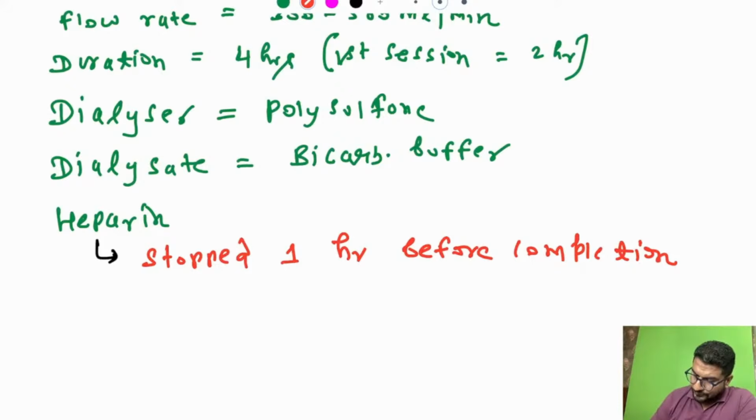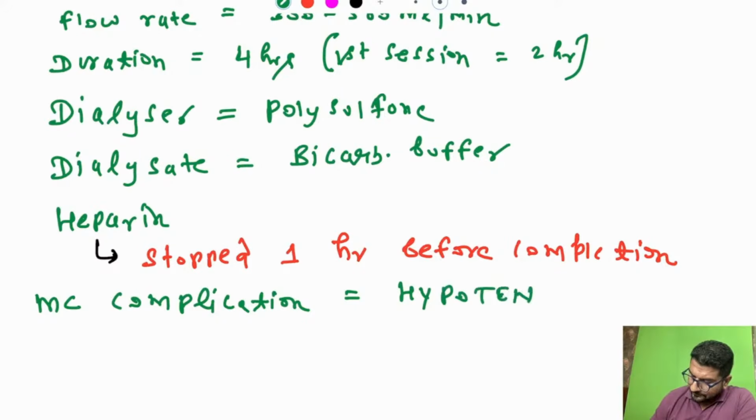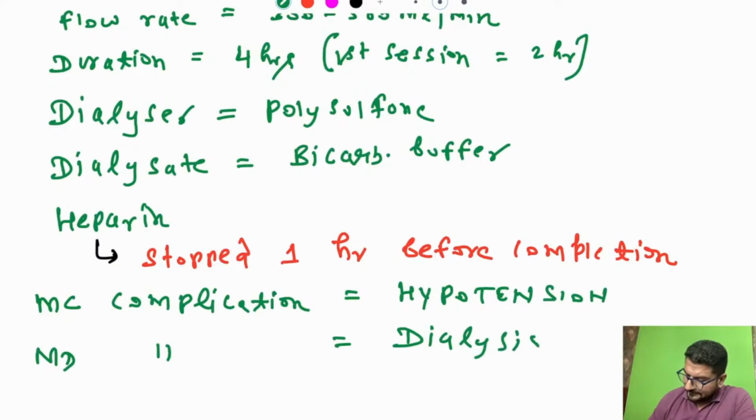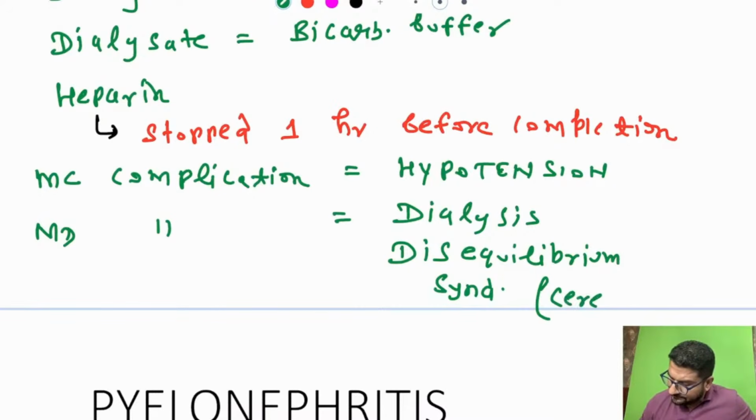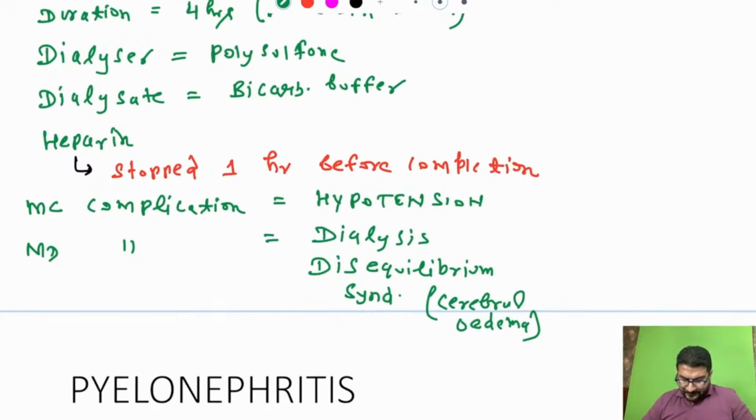Now they ask you what are most common complication. So most common complication of dialysis will be hypotension. And most dangerous complication will be patient can develop dialysis disequilibrium syndrome. This is like patient can develop sometime. इसमें क्या होता है, patient को cerebral edema हो जाता है. So patient can develop cerebral edema. So we call this dialysis disequilibrium syndrome.